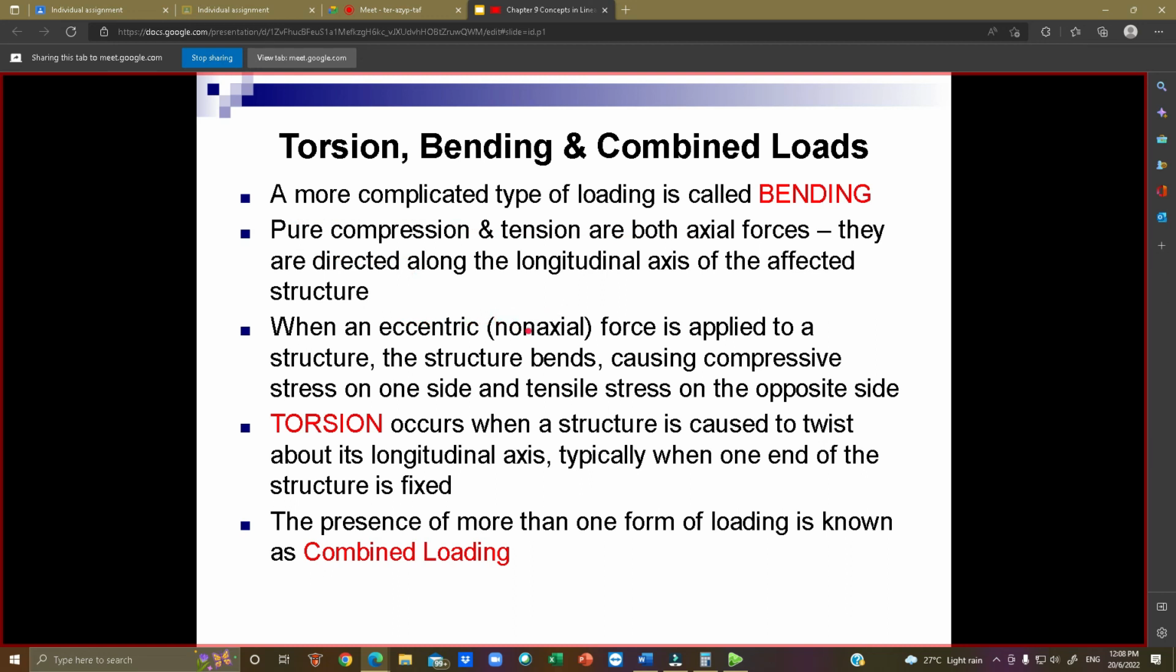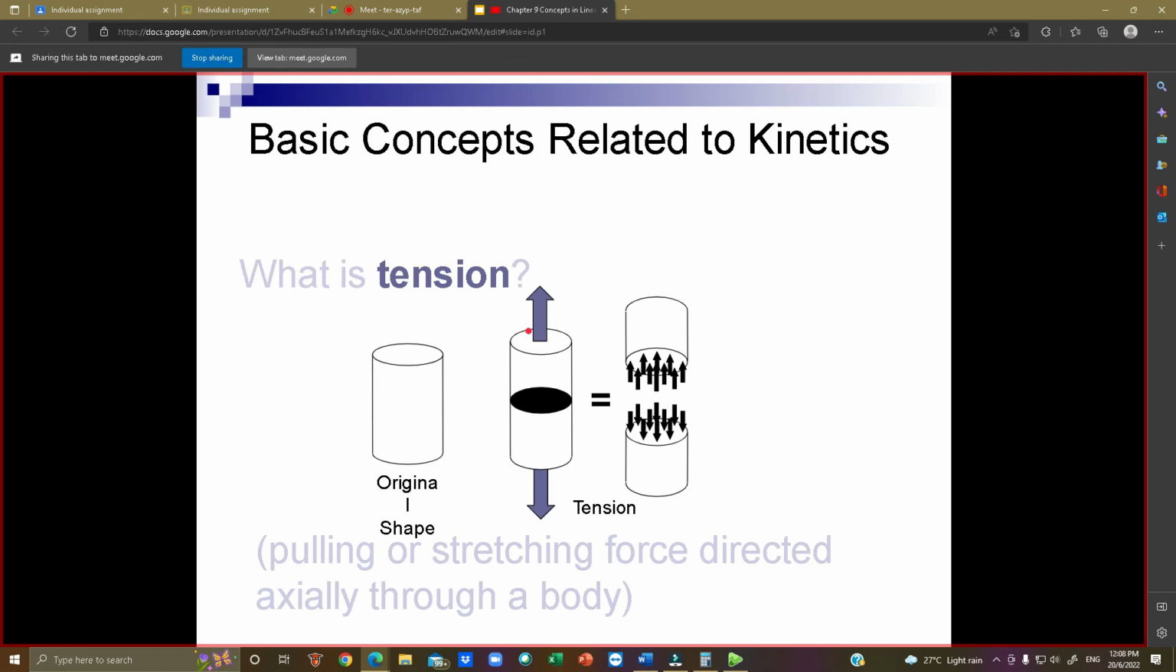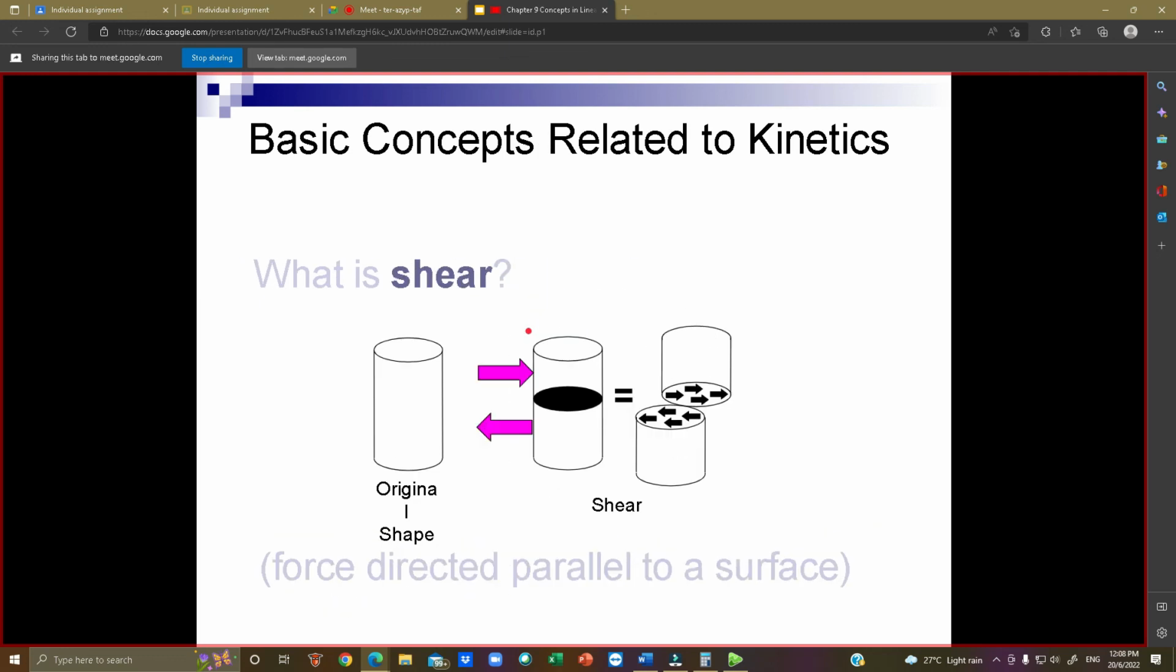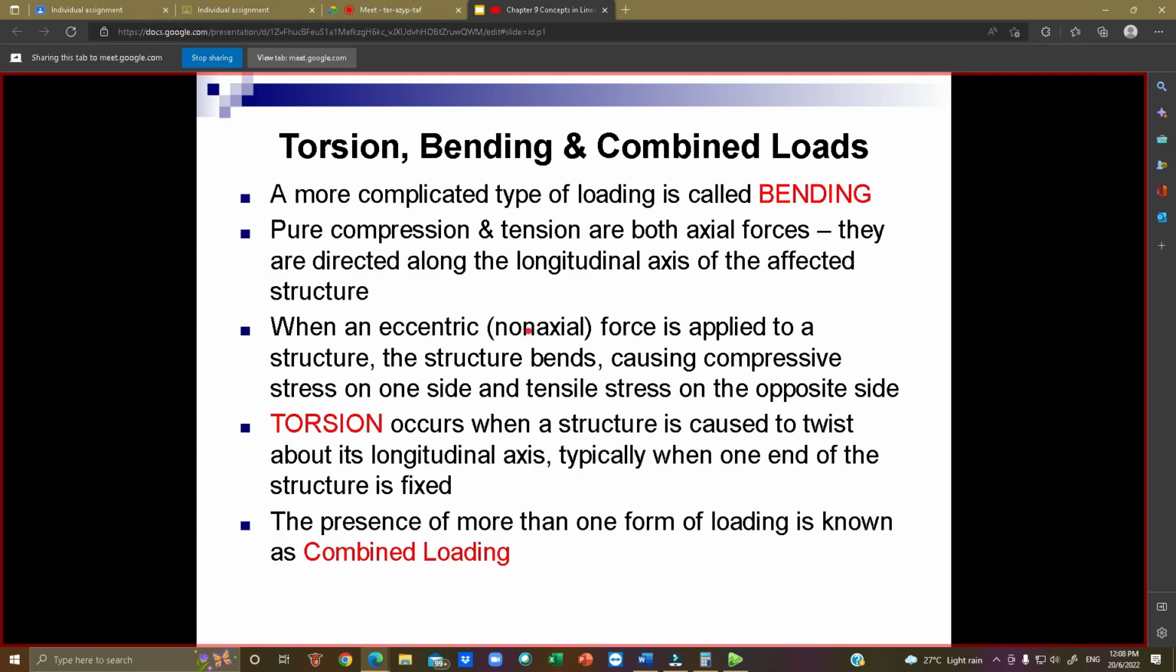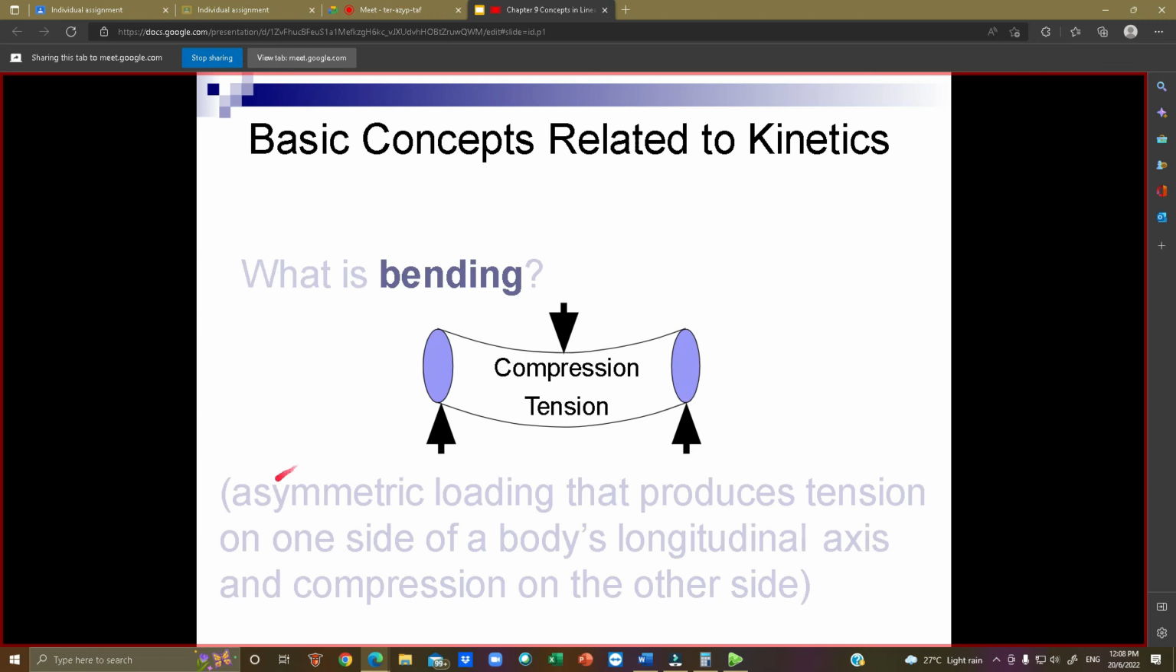Okay, lagi satu kita nak faham yang tadi. When we try to have an idea about compression, tension, and shear, this one is centric. Okay, this one is centric. Complicated type is more towards eccentric. Maksudnya dia tak selari dengan objek itu. Okay, so we have bending, we have torsion. Ini yang paling major. So bending is an eccentric type of force, okay, ataupun asymmetric loading, produce tension on one side of a body longitudinal axis and compression on the other side.